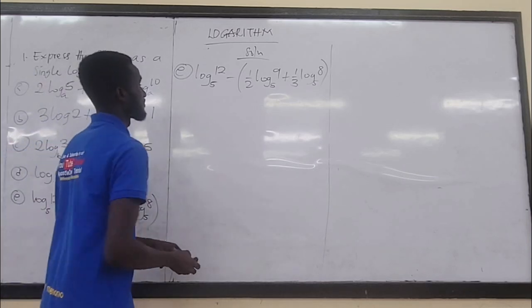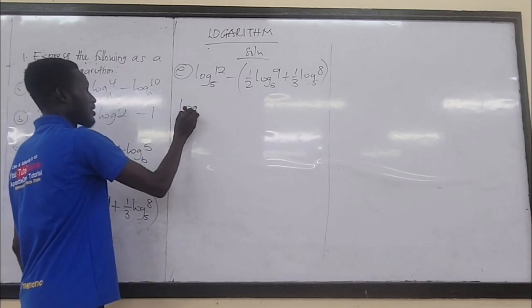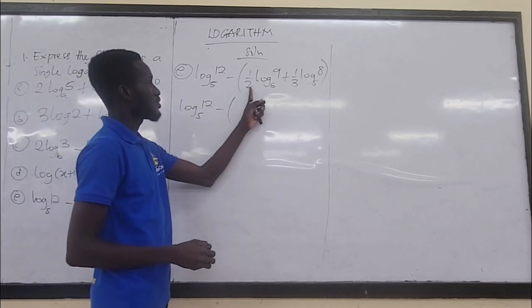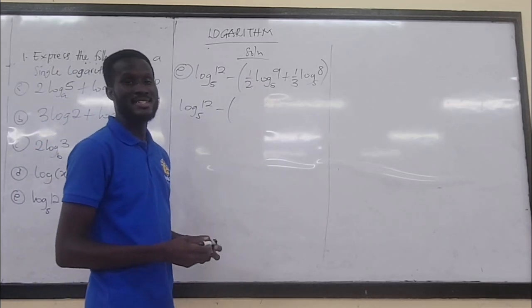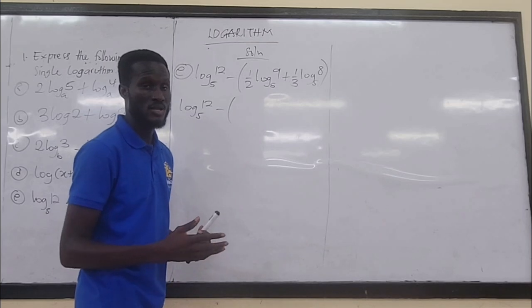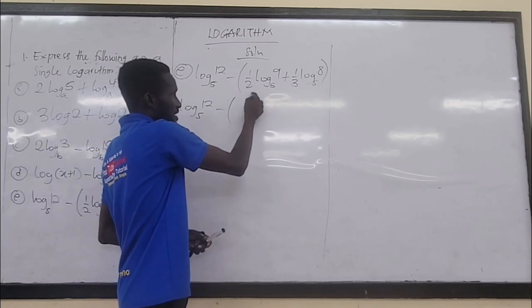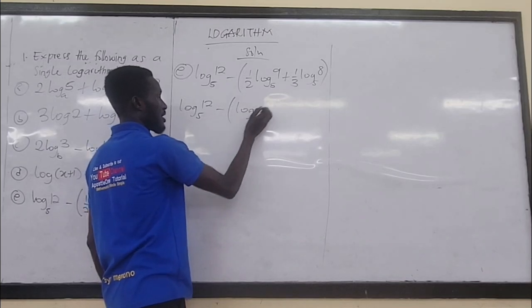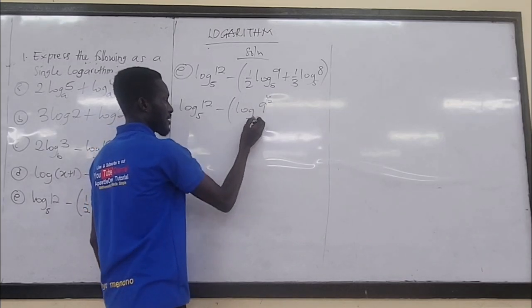Now let's see. Now I have log 12 base 5. Now what I have to do is apply the logarithm of powers, where the coefficient will be an exponent of the 9. So we have log 9 exponent half base 5.